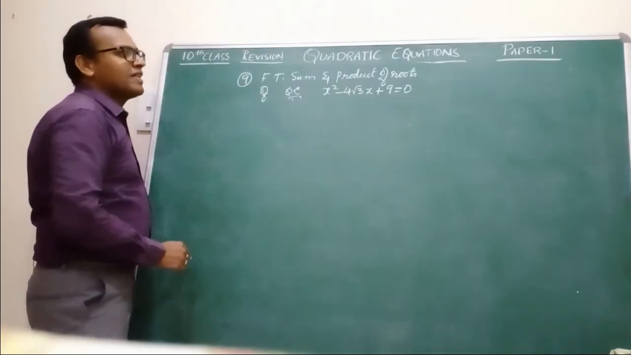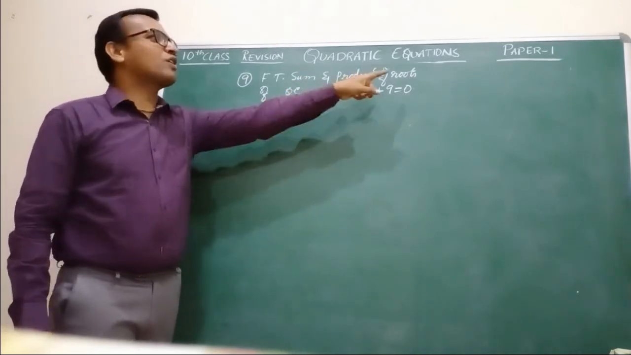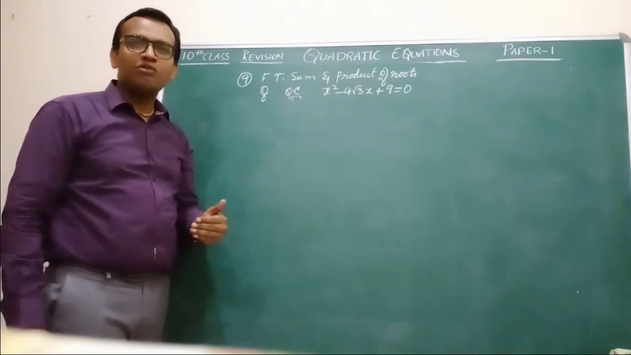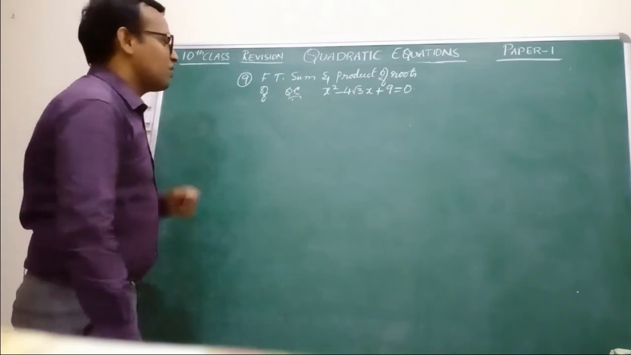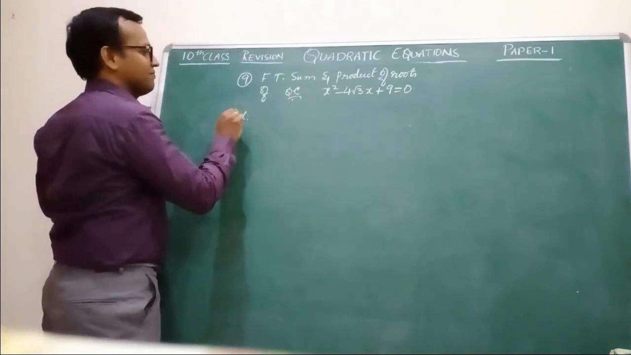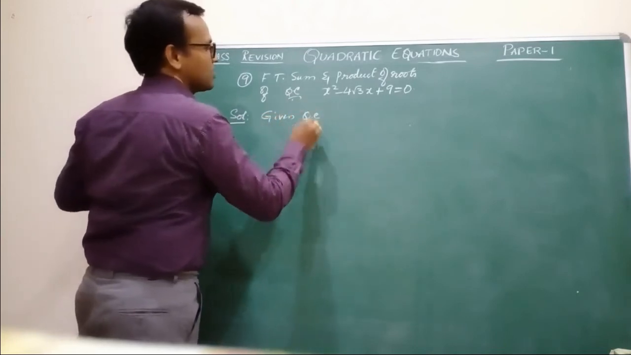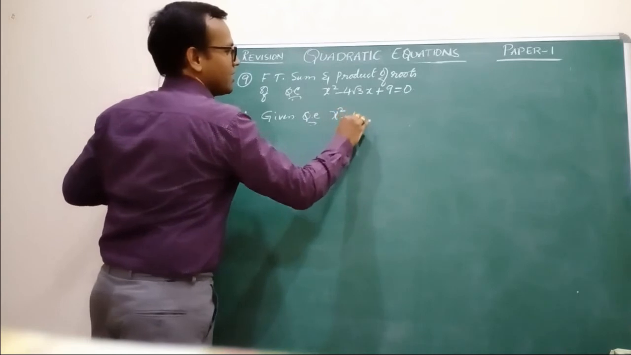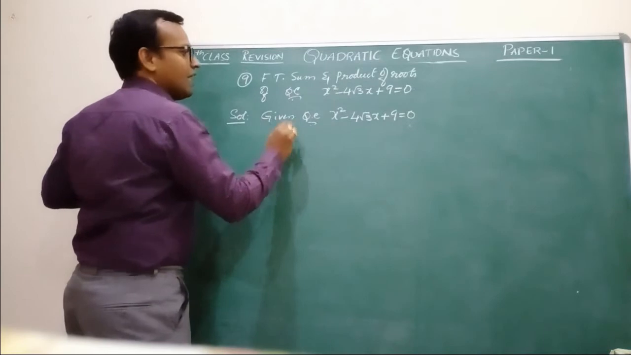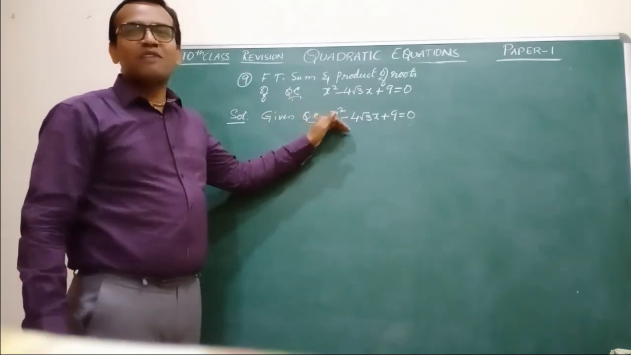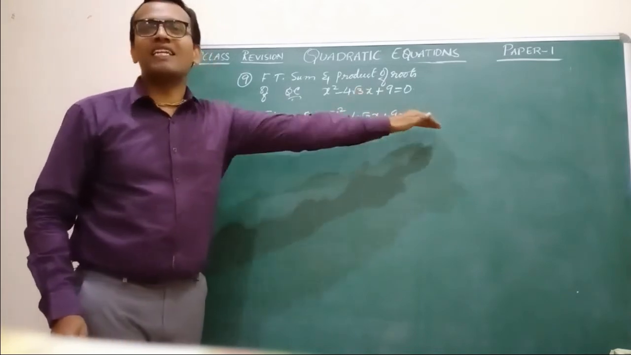Here in this problem, he is giving one quadratic equation and asking us to find the sum and product of roots. We have to find the sum of the roots and product of the roots when a quadratic equation is given. How can we find? Let's see here. Given quadratic equation, x square minus 4 root 3x plus 9 is equal to 0. Let us compare this equation with the general form of quadratic equation, that is ax square plus bx plus c is equal to 0.